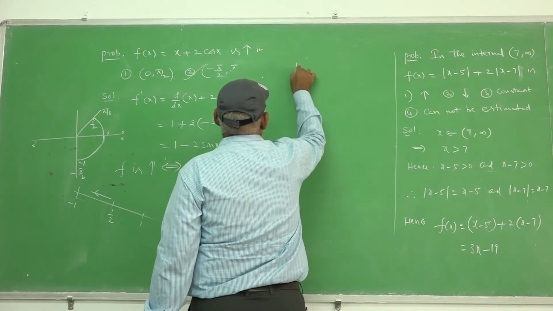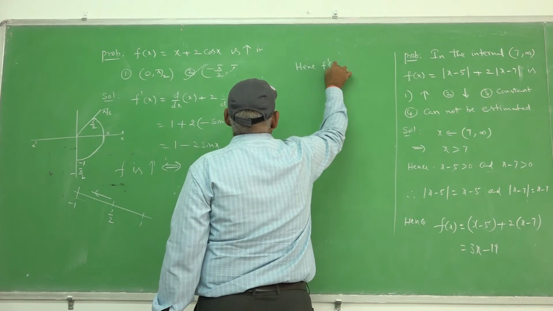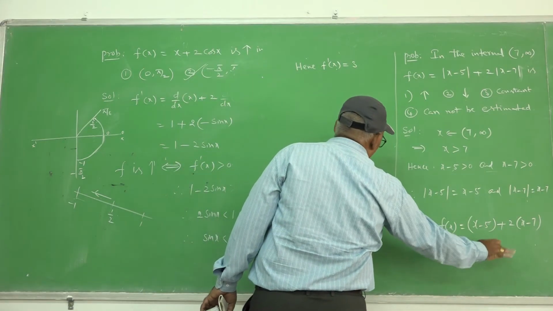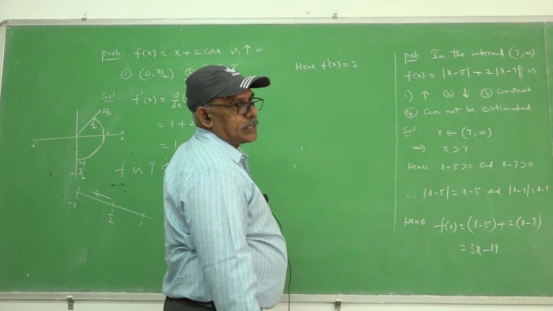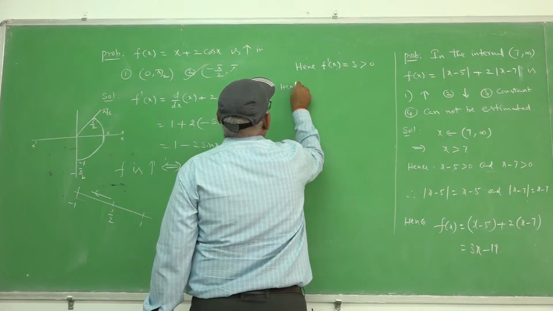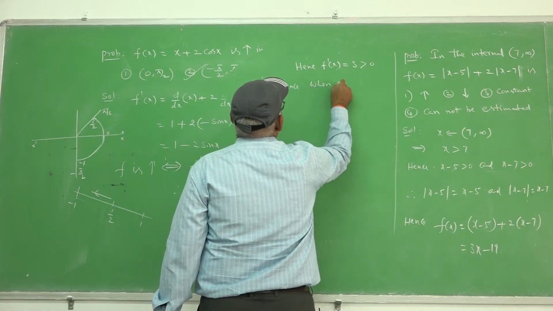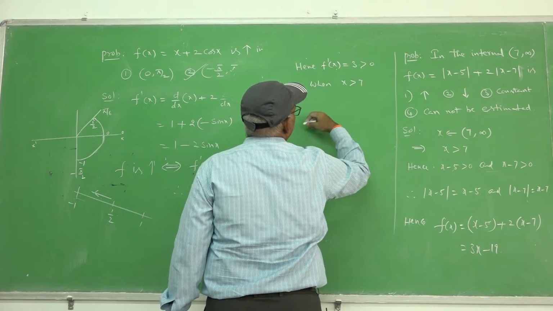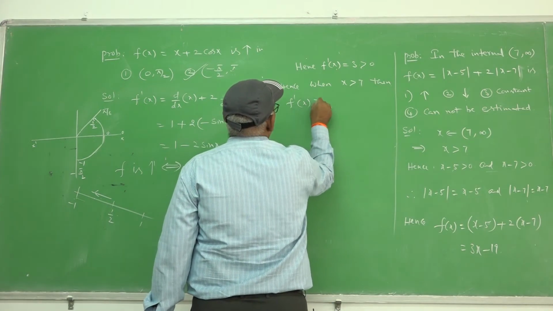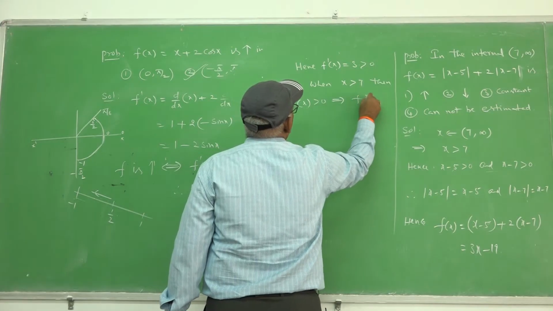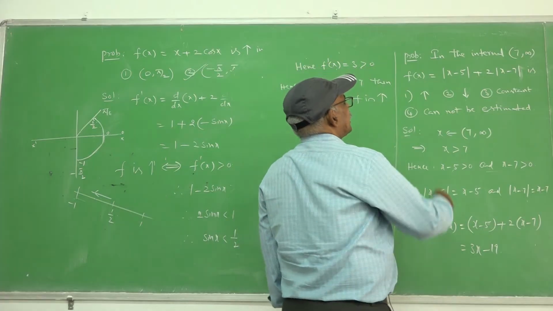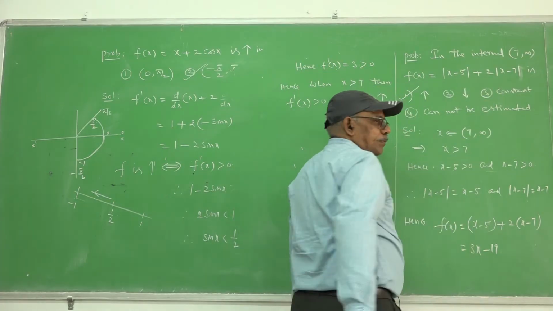So here f dash x is clearly 3. The derivative of x is 1, the derivative of a constant is 0. So f dash x is 3, positive. Hence, when x is more than 7, f dash x is positive, which implies f is increasing. So the function is increasing for those values of x.